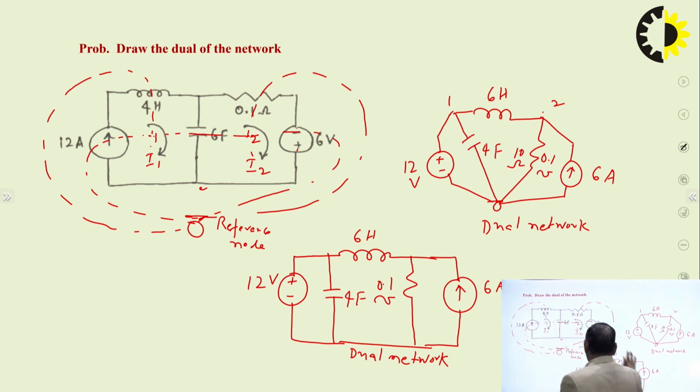For the passive elements, we just take the dual relationship between the variables, and for the source orientation we just remember the rules. How we orient the source in a dual network, whether it will be towards the node or away from the node, will be decided by the direction of the mesh current and polarity of the voltage source in the original network.